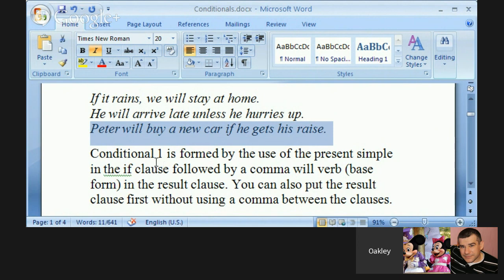Okay, now the form, conditional one, is formed by the use of present simple in the if clause.